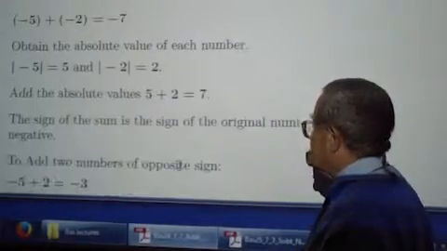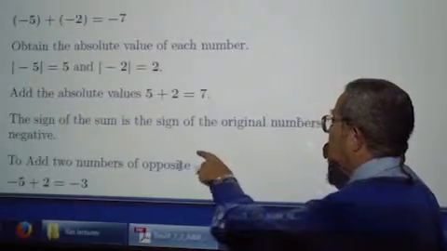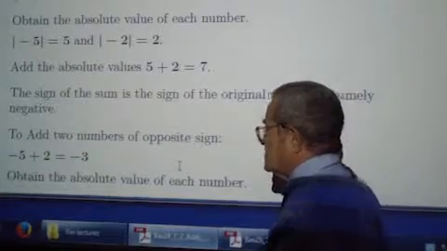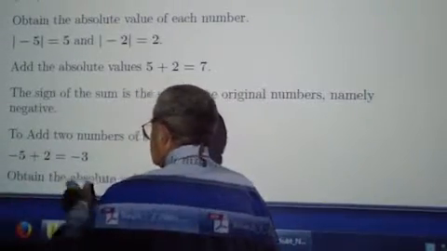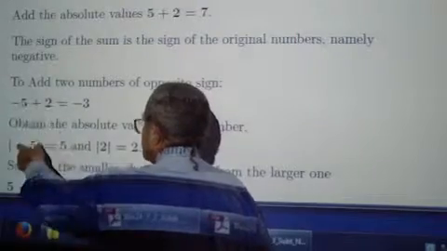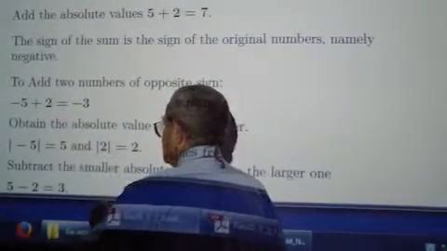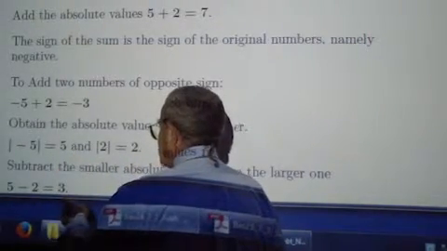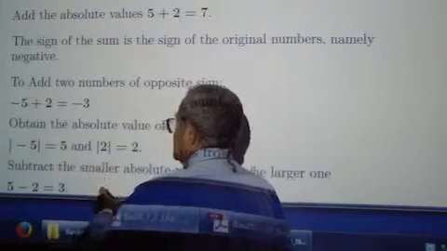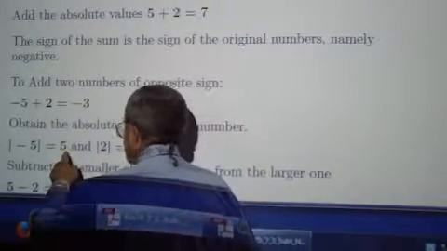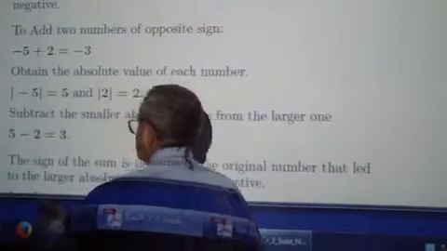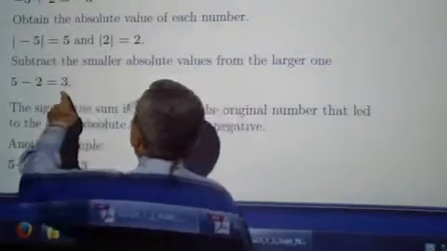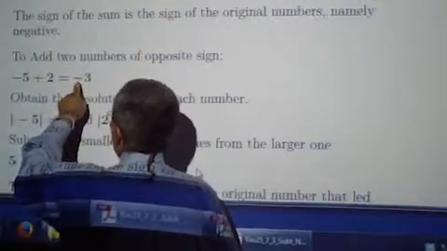If the signs of the original numbers are opposite, the sign of the opposite, I just said that. To add two numbers of opposite signs, one positive and one negative, obtain the absolute value of the two numbers. Absolute value of -5 is 5. Absolute value of 2 is 2. Subtract the smaller absolute value from the larger absolute value, you get 3. And the sign of the result is the sign of the larger number before you took the absolute value. So that's -3. This should be -3 right there.